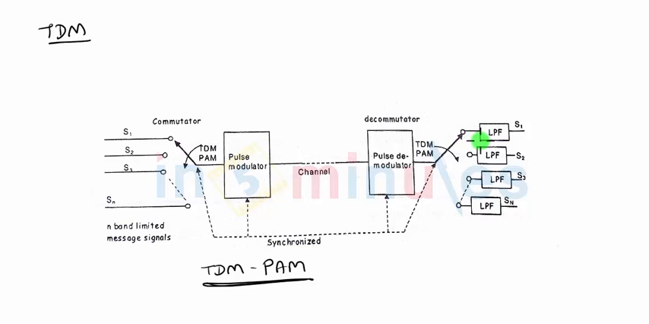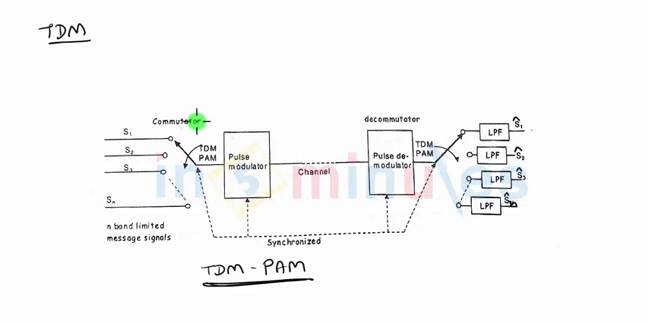The output will be in the form of samples which are given to low pass filters. After passing through low pass filters, we will get continuous signals S1, S2, S3 up to Sn. Alright, so we get n signals demodulated or recovered on the output side. We generally do not use the same representation. We call it S1 cap, S2 cap, etc.